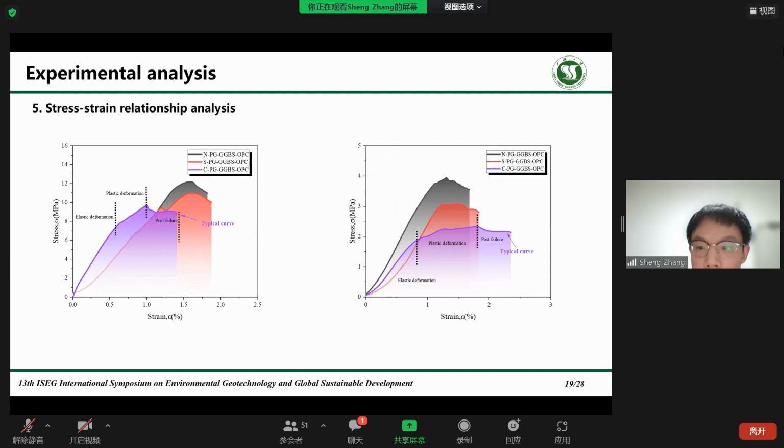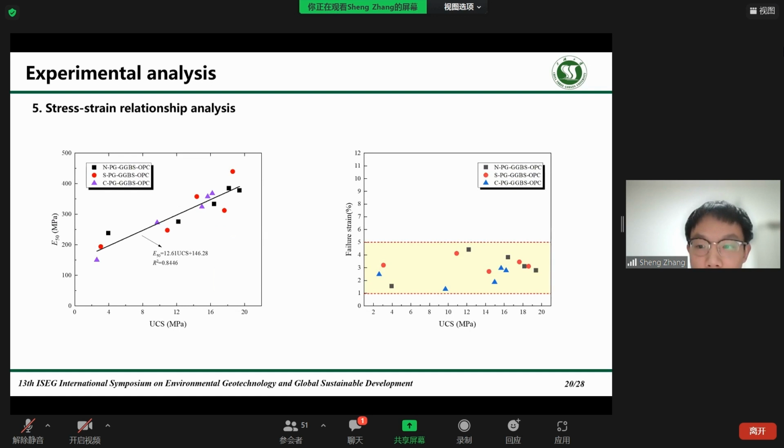The stress strain curves of three kinds of samples after natural curing and soaking curing conditions are shown in the figure. The relationship between failure strain, deformation modulus E50, and the UCS can be calculated by using the full stress strain curve. There is an obvious linear relationship between deformation modulus E50 and the unconfined compressive stress, which can be expressed as the formula shown in the figure. There is no obvious mathematical relationship between failure strain and the unconfined compressive strength, and the failure strain is mainly distributed in 1% to 5%.